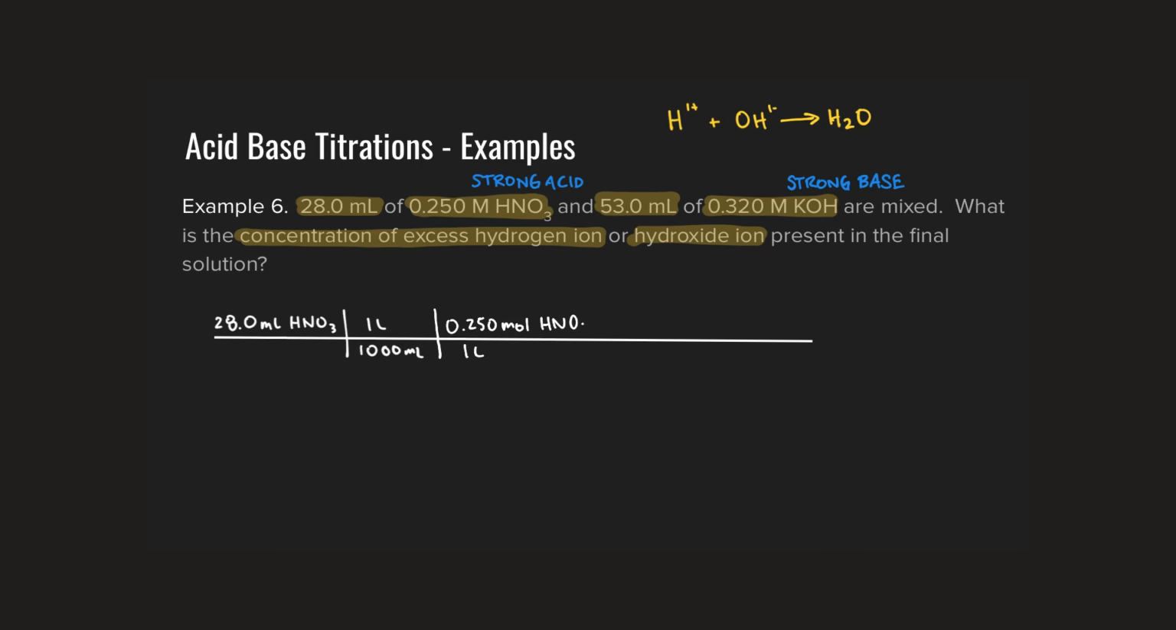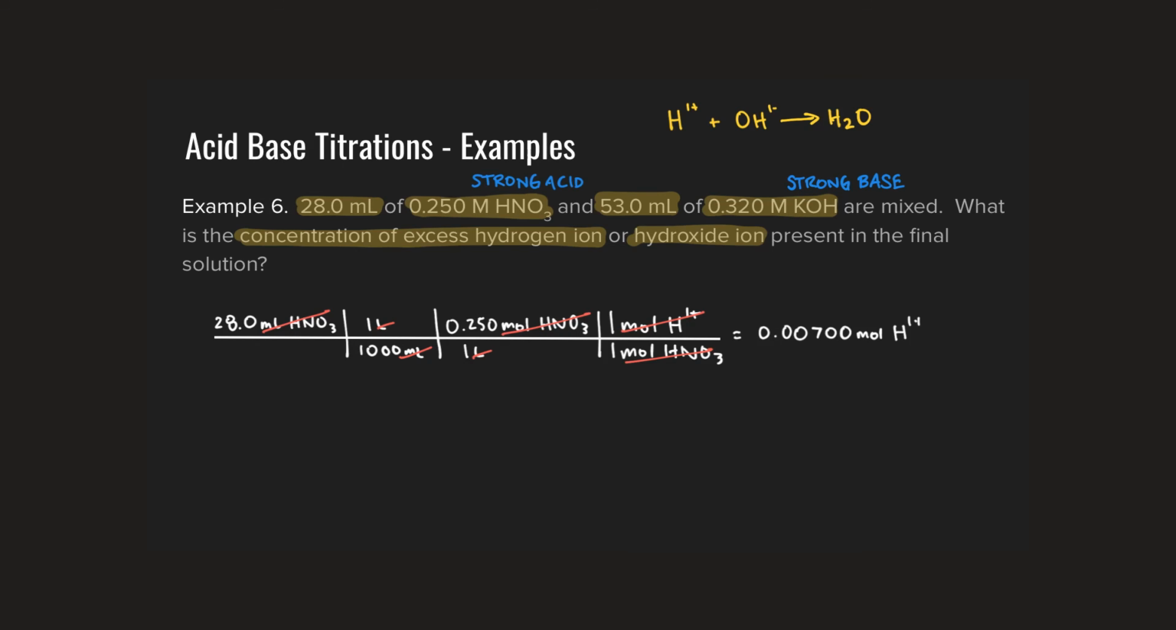And then, because this is a monoprotic acid, 1 mole of HNO3 dissociates to produce 1 mole of hydrogen ion, H positive. Quickly cancel out my units there, milliliters with milliliters, liters with liters, moles of the nitric acid cancel, and I get moles of hydrogen ion as my final answer. And multiplying out here, I get 0.00700 moles of H positive ion are present from the dissociation of this acid before any reaction occurs.